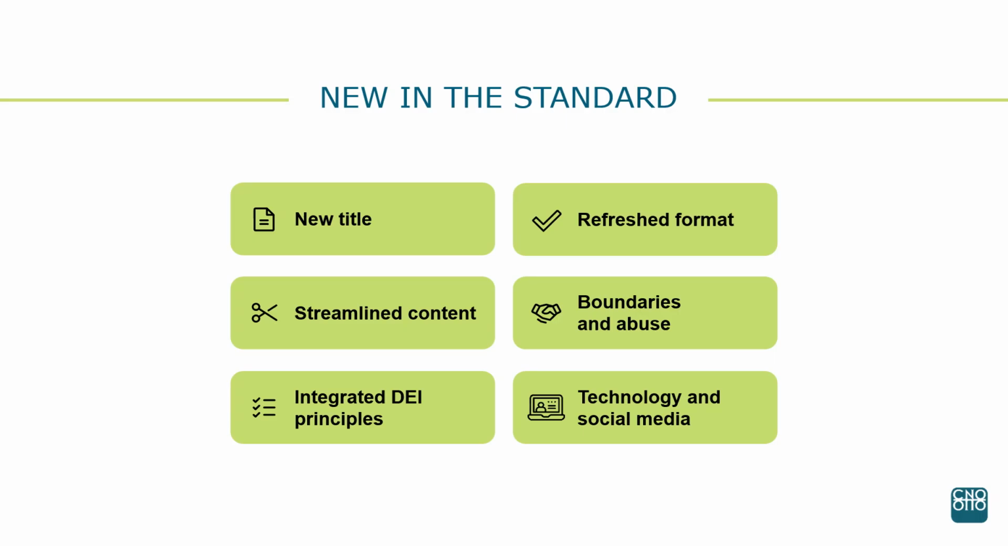So what's changed? In addition to the title change, the biggest change you'll notice is a dedicated section on professional boundaries and protection from abuse. There's a fresh new format that makes it easier to read and navigate, and this includes moving definitions to the glossary. We've streamlined content, including removing duplicate information from the Code of Conduct. Additionally, DEI, or Diversity, Equity, and Inclusion principles, have been integrated, and there is additional guidance associated with technology and social media use. Over the next few slides, I'll provide more detail about the 3 main principles.